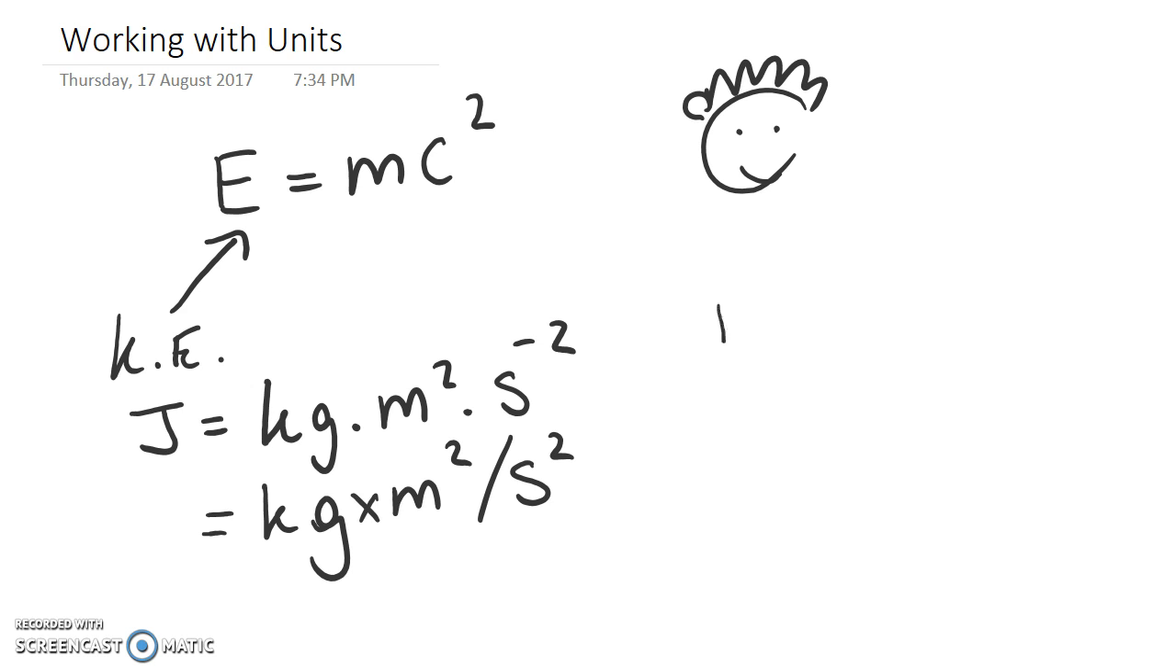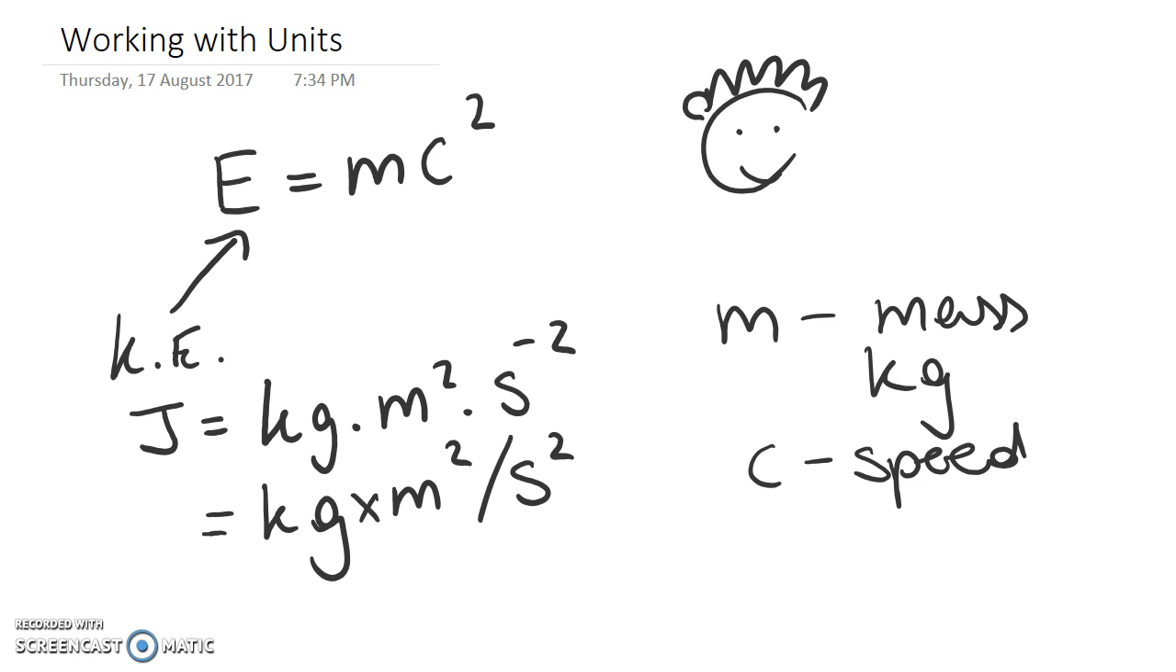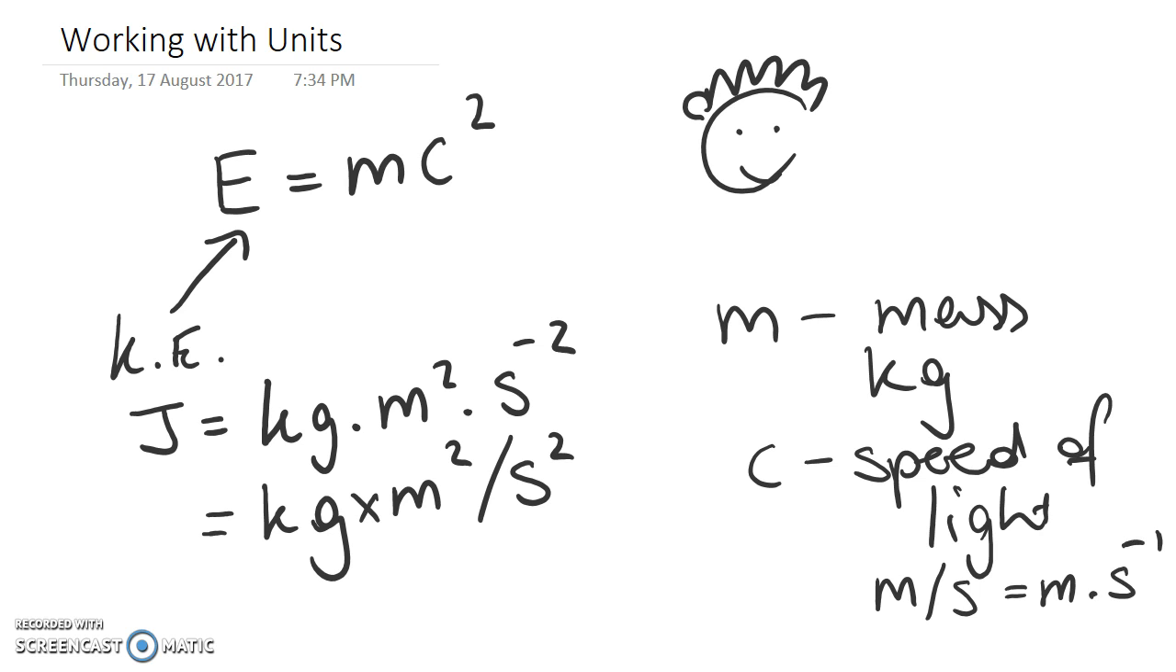Okay, m is the mass. And we know in our SI units, mass is measured in kilograms. C is the speed of light. And C is measured in meters per second, however we'd like to write that.